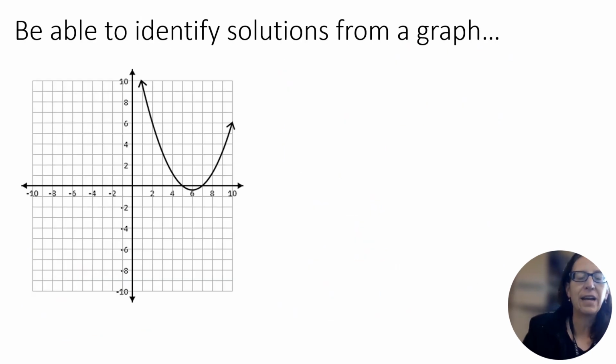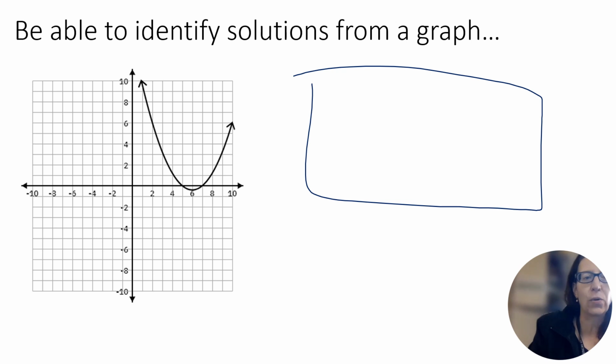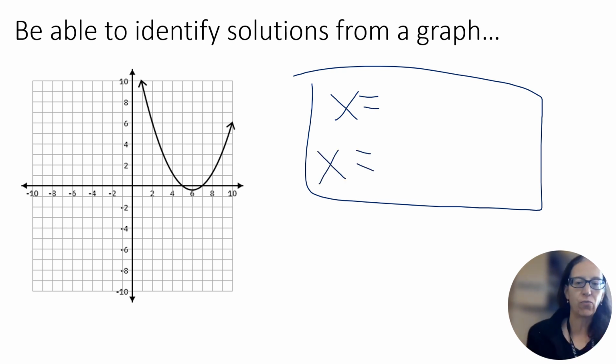Be able to identify solutions from a graph. So you will see a graph, and then there's a box over to the right, and it is going to ask you what are the solutions. I do want you to write x equals and x equals. Don't just write numbers over there. What we'd be looking for is those x-intercepts. So we got one right there, and then we have one right here. For this particular problem, we would say x is equal to 5 and x is equal to 7.